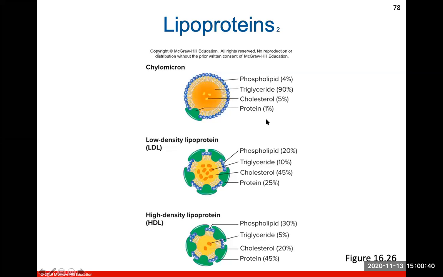So this is a look at a chylomicron with a triglyceride and phospholipid and the cholesterol in the middle, the low density lipoprotein and the high density lipoprotein.